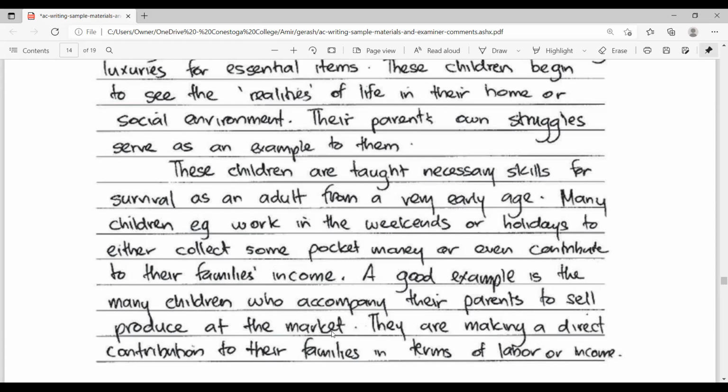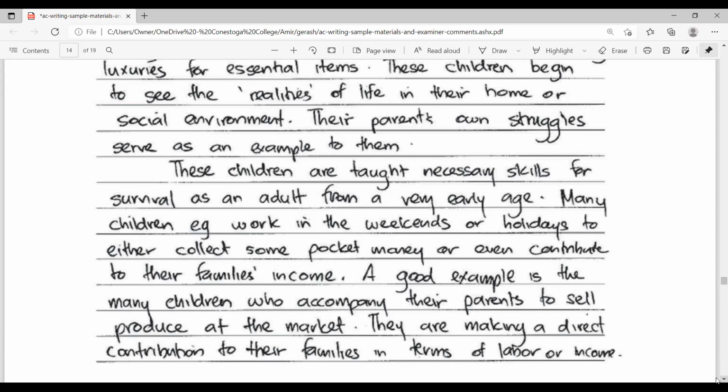So as we see, in the previous sentence it said these children contribute to their family's income or they work in the weekends or holidays. And we need an example for what is mentioned here as a position of the writer, that is contributing to the family's income. Just to support that opinion, a good example is provided: those children who accompany their parents to sell produce at the market. That is mostly for farm products, which is mentioned here.